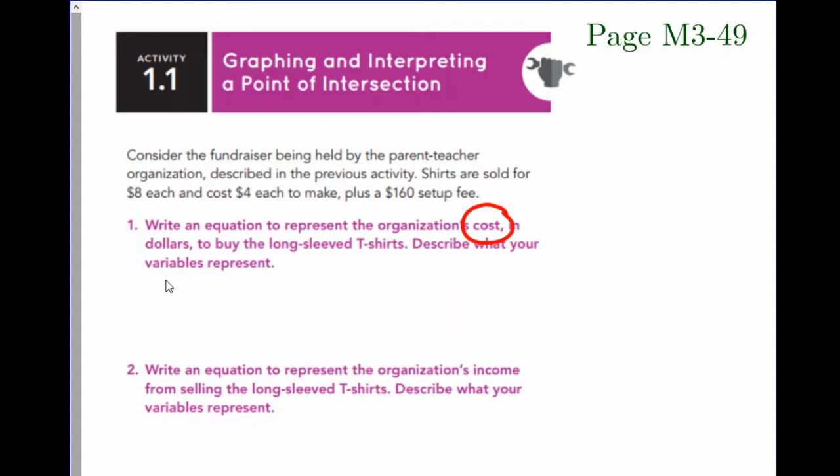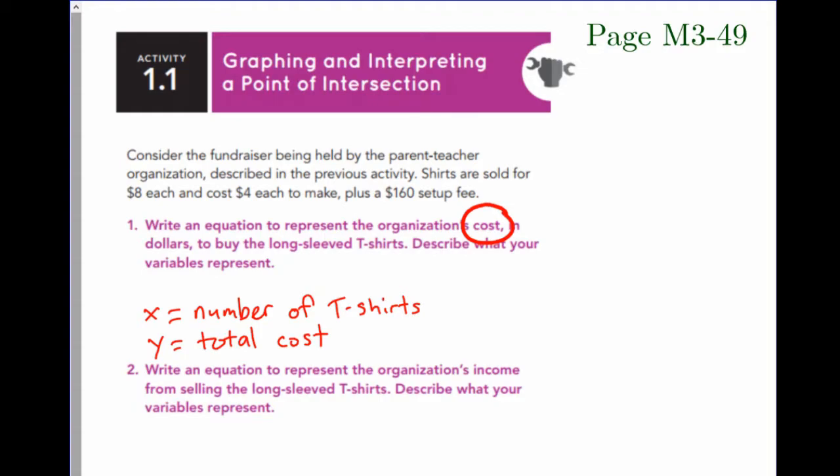So we know from writing equations, and when we've done stuff like this before, when we're writing a cost function or a cost equation, we're going to have two variables. We're going to have our total cost, and then we're going to have our amount of products or number of products. So it's no different here. So we'll make X our number of t-shirts, and we'll make Y the total cost.